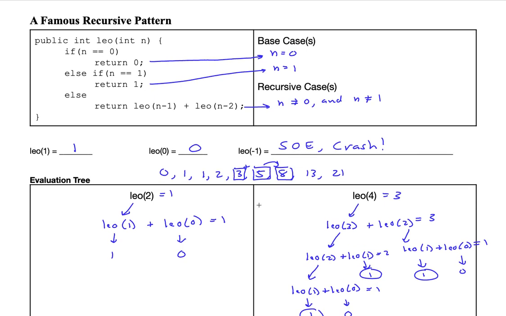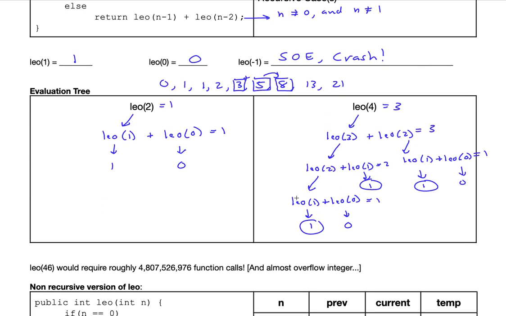The dilemma for using the Leo function, or the recursive definition of the factorial function, or Fibonacci sequence function, is that it becomes very inefficient for large values of n, and by large values I mean like 46. If you wanted to calculate the 46th Fibonacci value using the Leo function, it would take you about 4 billion function calls. It would give you a value that almost overflows the integer range. So it's going to be really, really big. So there are ways to do this that are much faster than doing a recursive solution.